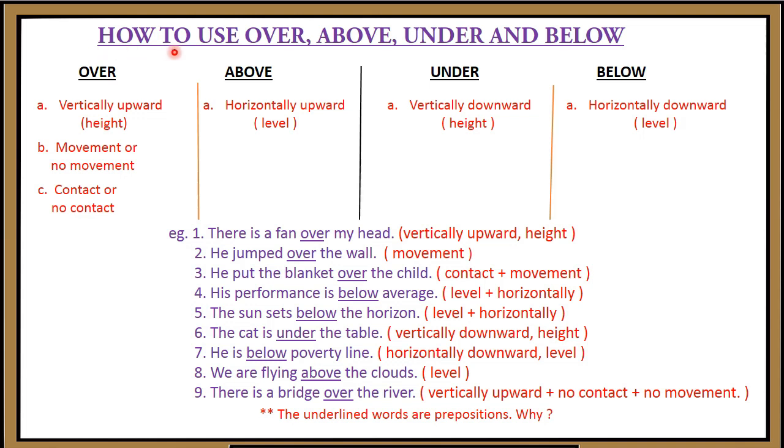Let's start. How to use over, above, under and below. Over is used vertically upward according to height. Height অনুযায়ী যখন vertically upward কিছু থাকে সেটা বোঝাতে আমরা over ইউজ করি, and there may or may not be movement, সেখানে কন্ট্যাক্ট থাকতেও পারে নাও থাকতে পারে. Above is normally used horizontally upward, following the level.